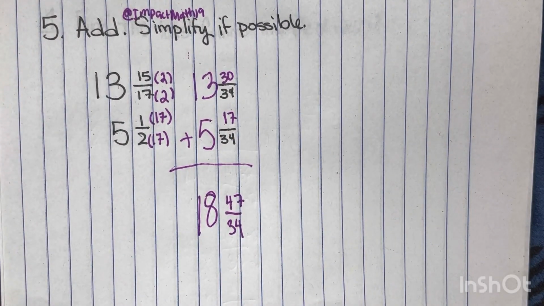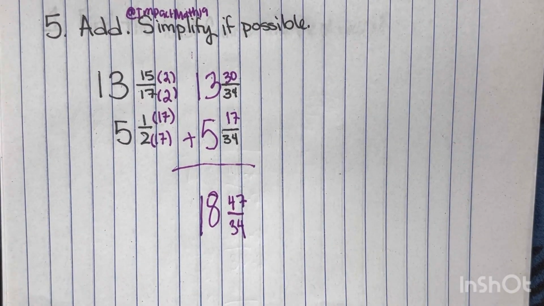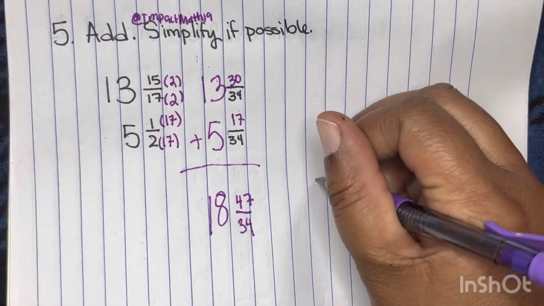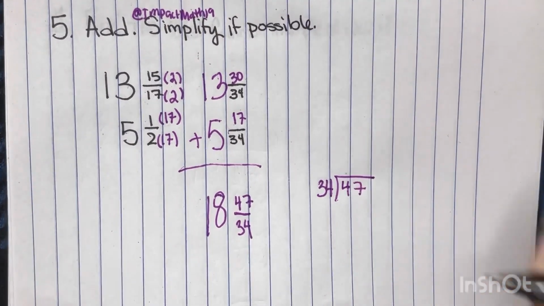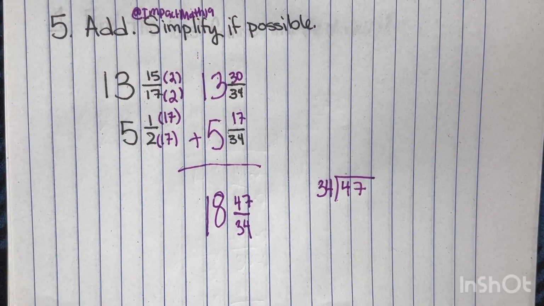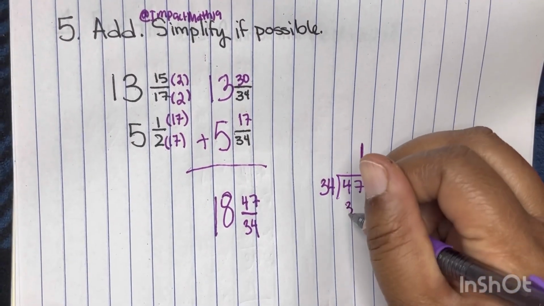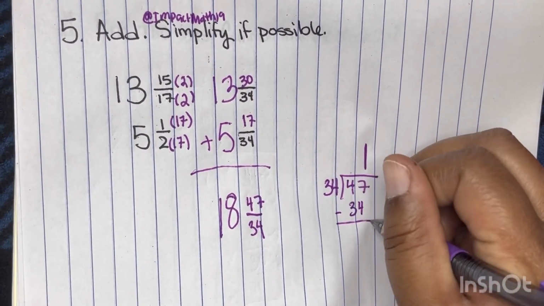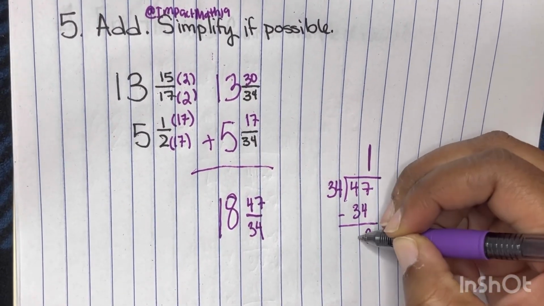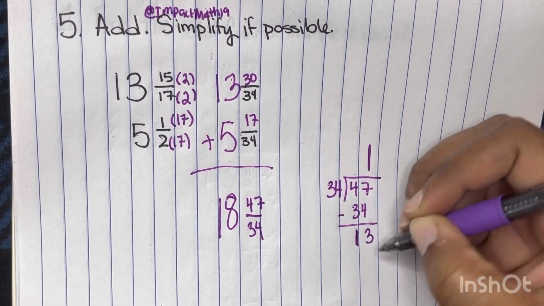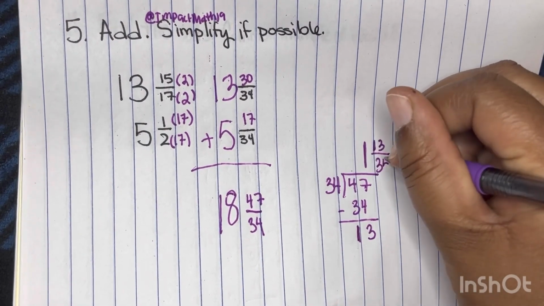Okay, but we have a problem, right? Because our numerator is bigger than our denominator. And when you have that, you divide your fraction to change it to a mixed number. So 34 can go into 47 one time. And 1 times 34 is 34. And then we subtract. So 7 minus 4 is 3. And 4 minus 3 is 1. So we have a remainder of 13 over what we divided by, which is 34.